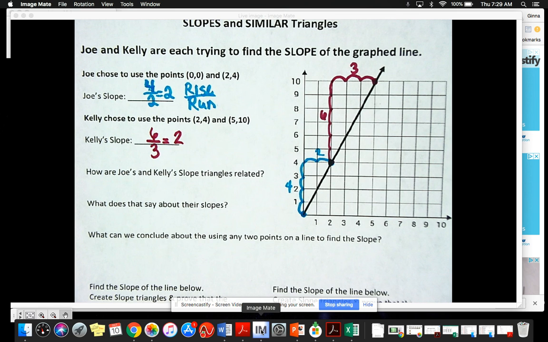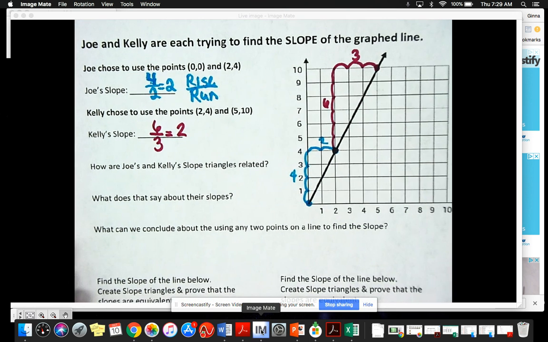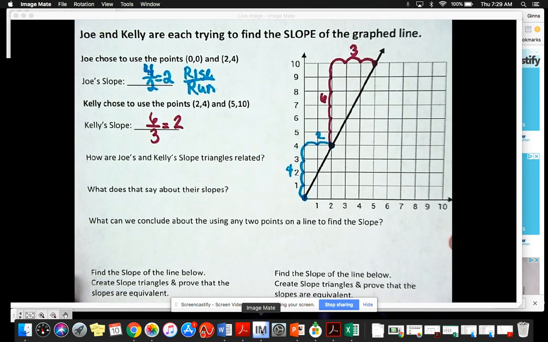So what do you think? Turn and talk to your partner real quick. Push pause and turn and talk to your partner. All right, so you by now have already talked to your partner. How is it that you can have 2 different starting points or 2 different locations and still get the same slope? So let's answer these questions and see if we can come to a good conclusion.